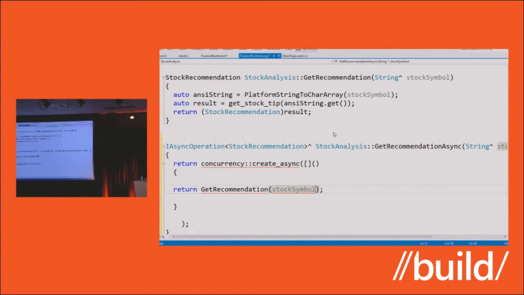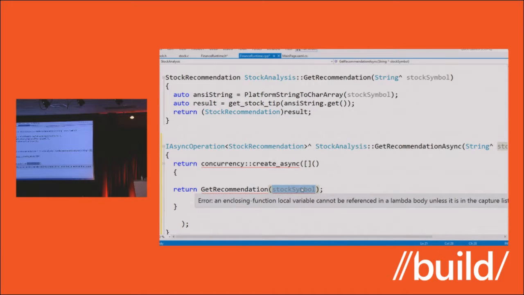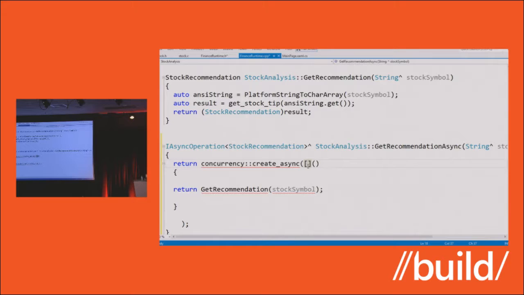But it's still giving me an error saying that it can't find stock symbol. Right? An enclosing function local variable, blah, blah, blah. And the reason is that I haven't told it to capture that variable yet. In C#, the compiler is smart enough. It automatically knows what to capture. You don't need to do that. In C++, you need to tell the compiler what to capture. I'm going to put an equal sign in here, meaning I want it to capture everything. And now if I build, those errors go away.